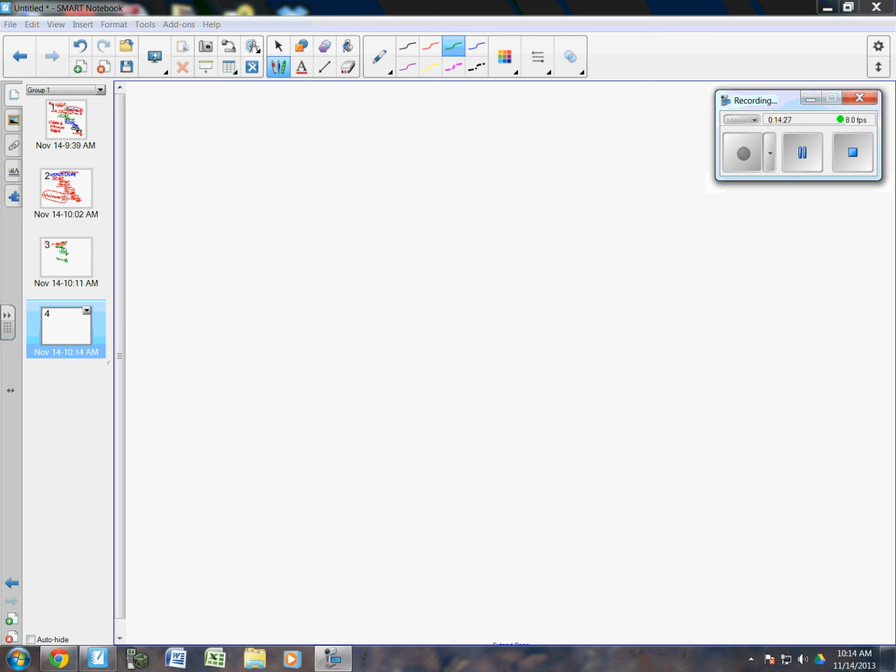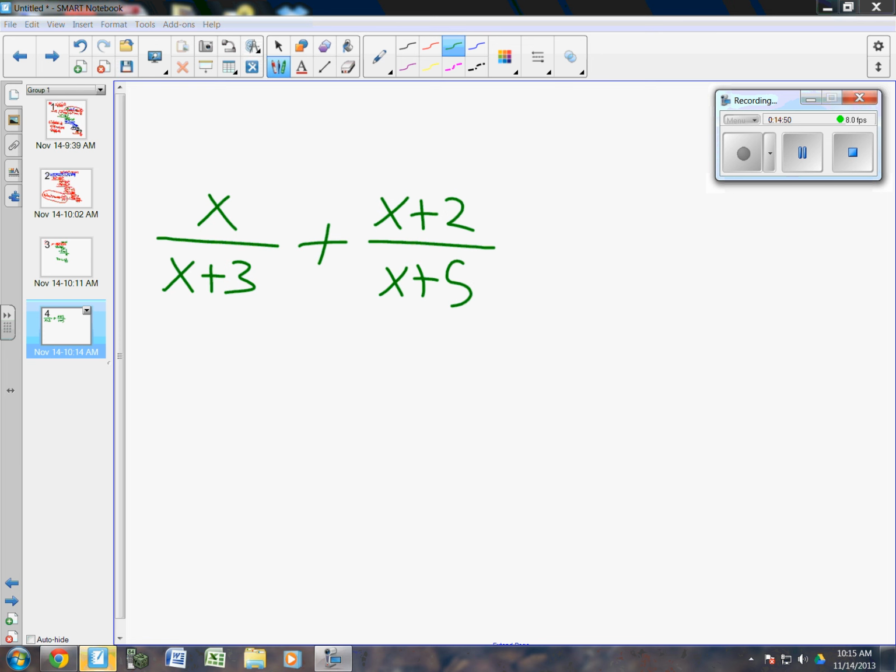So we're going to add, subtract. So this is where we're going to start. We're going to start by adding something like this: x over x plus 3 plus x plus 2 over x plus 5. We want to be able to add these together. Okay? Now, by the way, let's review what a rational expression is.